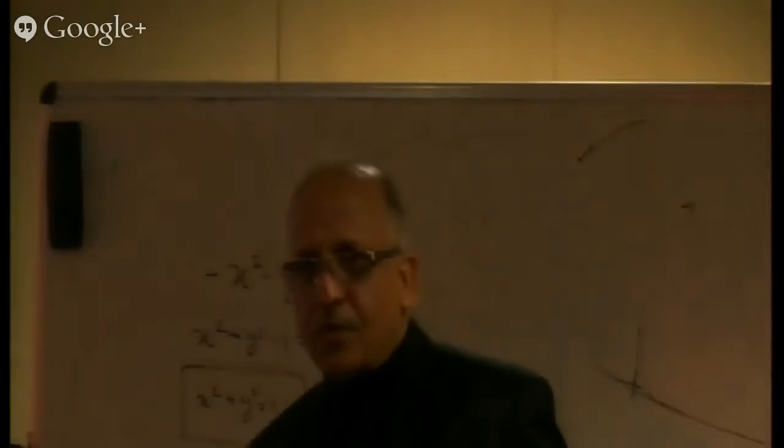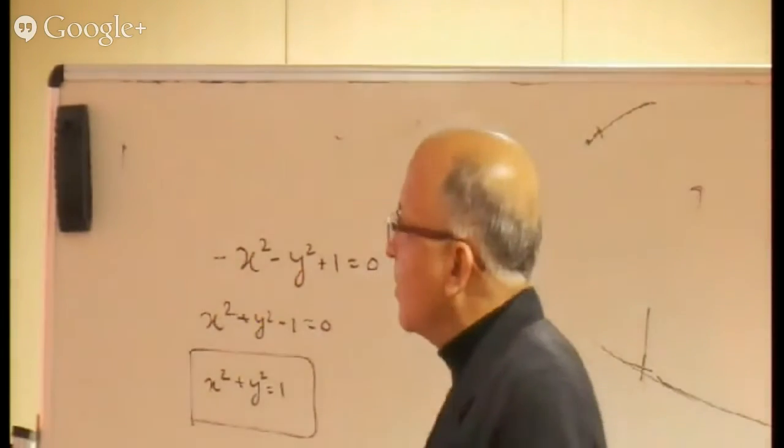Again, this is a hyperbola. This is a hyperbola because the coefficients of x square and y square have opposite signs. I think it is well understood now. You can try some more questions from whichever source you obtain questions.